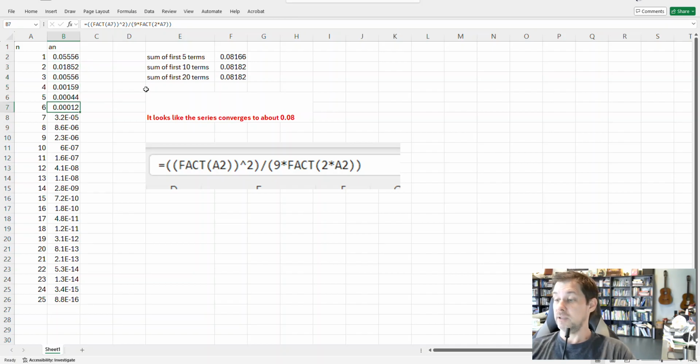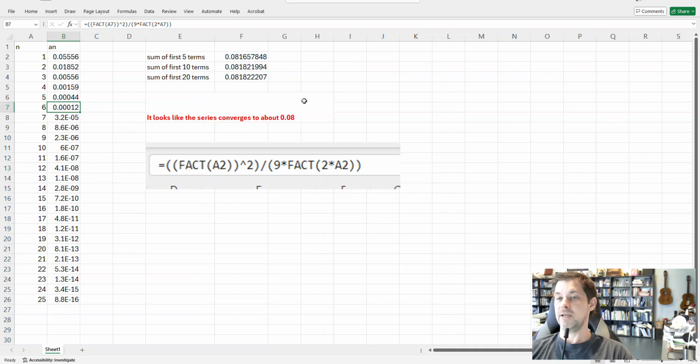And I just was curious. If I add the first 5 terms versus the first 10 terms versus the first 20 terms, what seems to happen as I add more and more numbers? What I'm seeing here is that as I add more and more terms, the grand total really doesn't change that much. It really seems to level off at about 0.08.